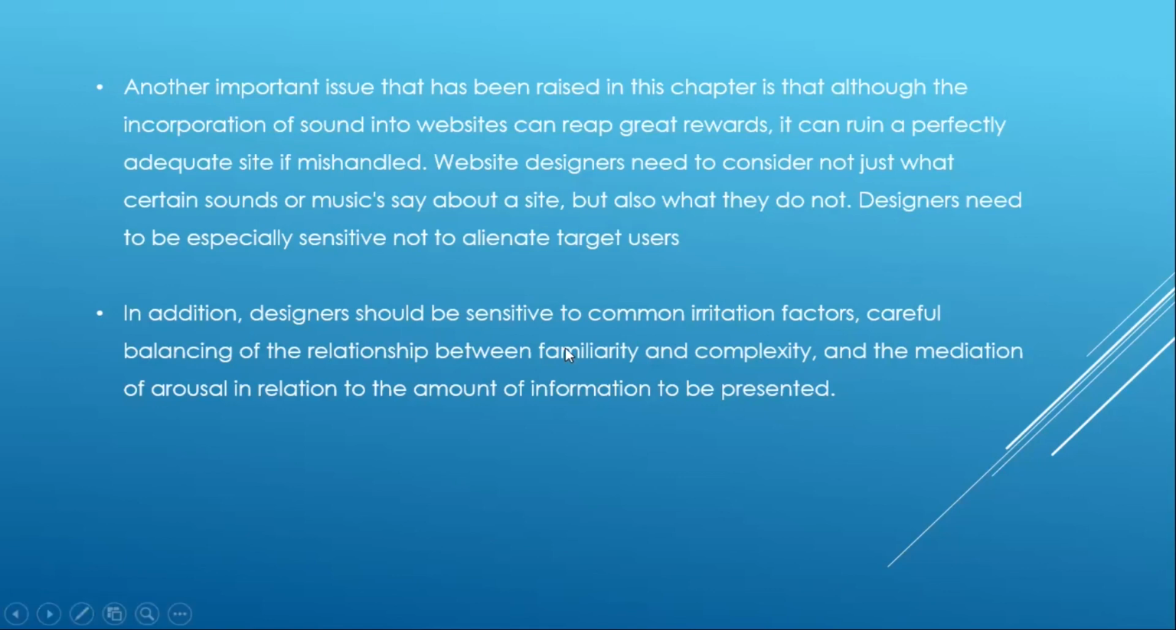In addition, designers should be sensitive to common irritation factors, careful balancing of the relationship between familiarity and complexity, and the mediation of arousal in relation to the amount of information to be presented. So this is our presentation, and I'm done.